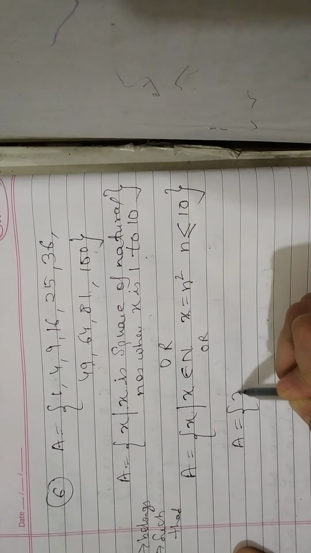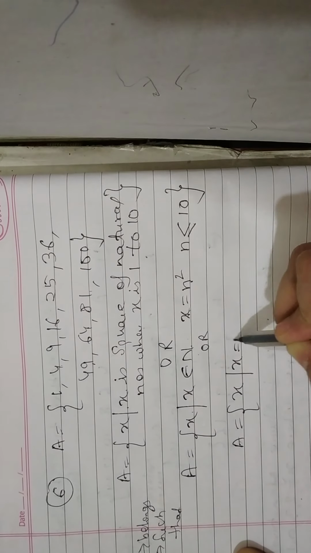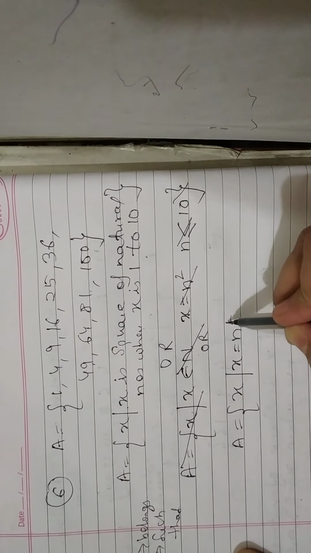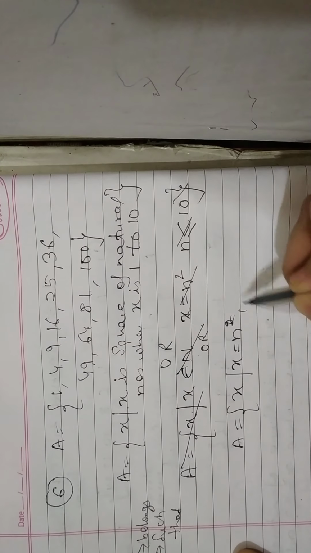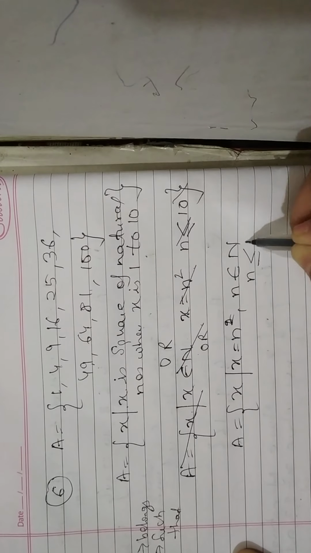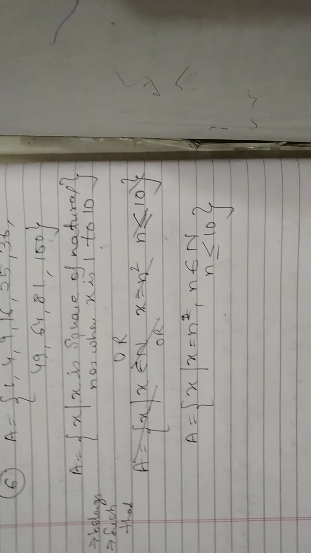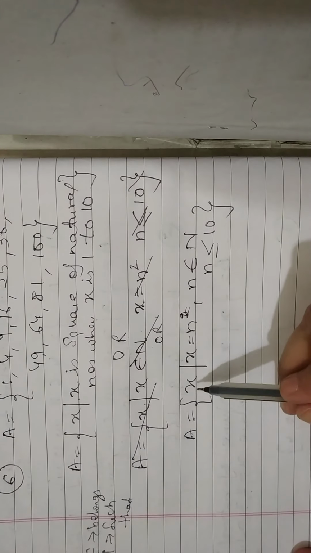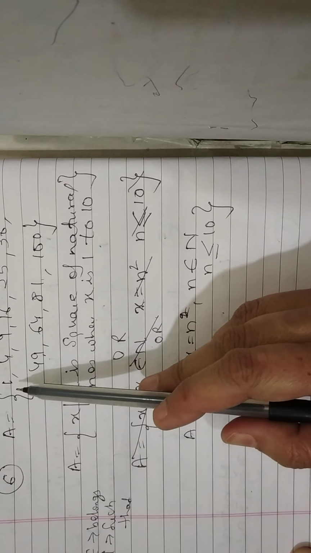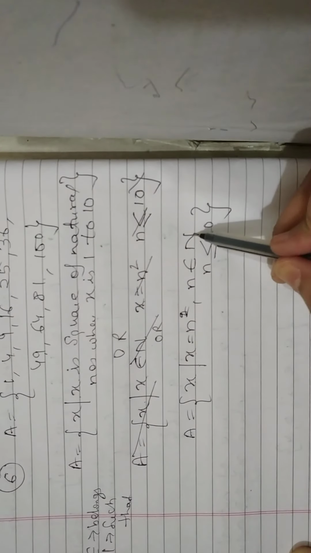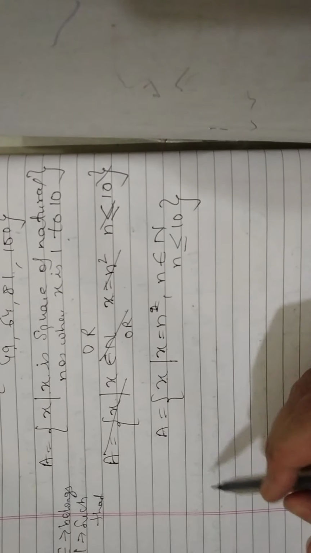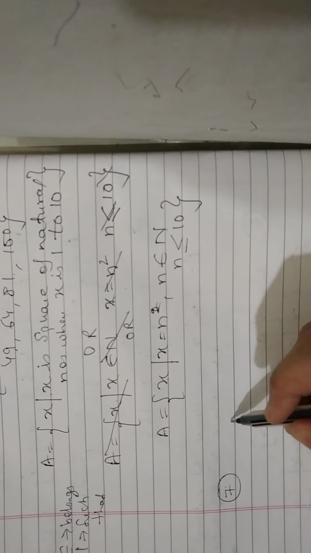A is such that x is equal to n square. We will not take this method. We will directly take x is equal to n square, where n belongs to natural numbers and n is less than or equal to 10. Directly we are taking this as n square, n belongs to natural numbers, n is less than or equal to 10. This is much easier than this. We'll take the next problem, a simple problem.